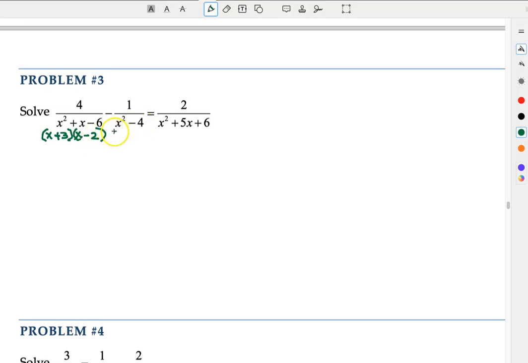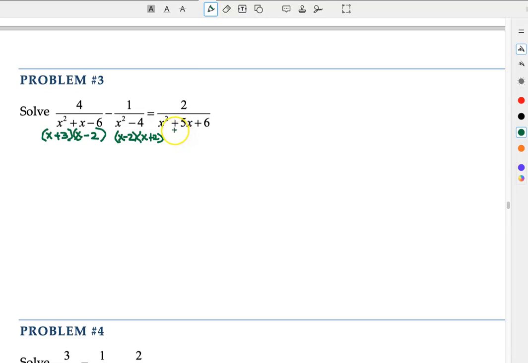All right, and then on this next one, this is a difference of squares because I have something squared minus a perfect square. So we have minus 2 squared is how we could write that. So x minus 2 times x plus 2 is how that one will factor.